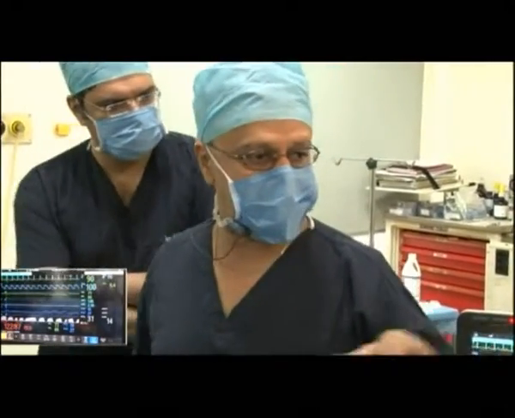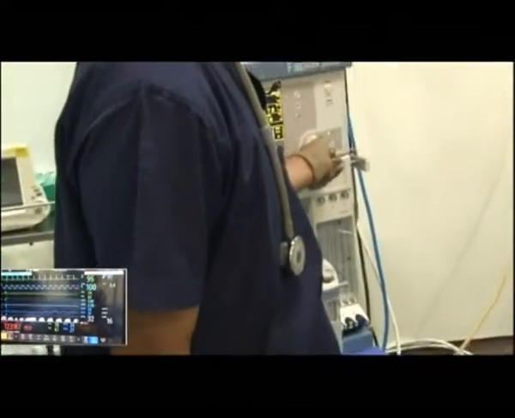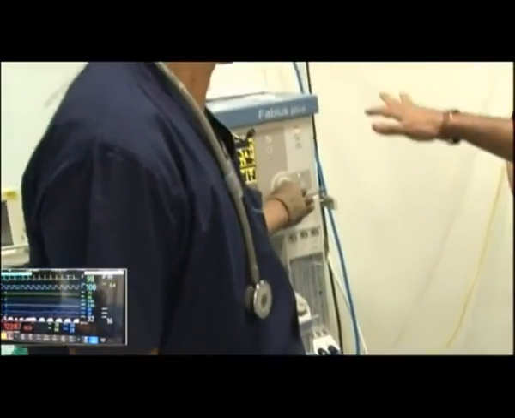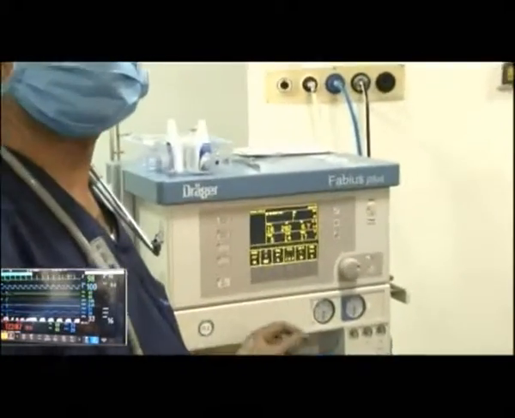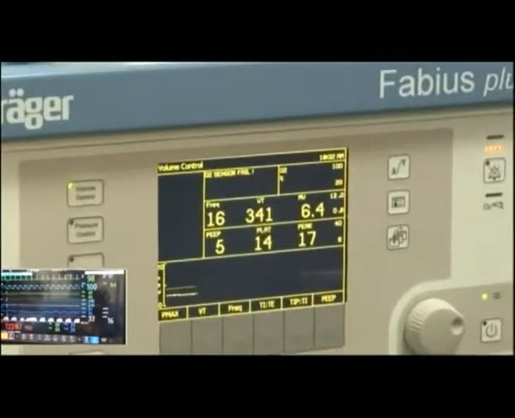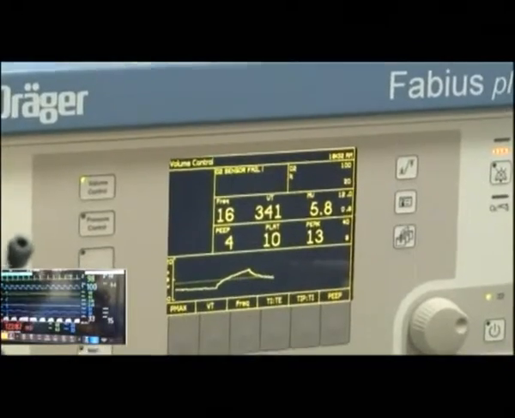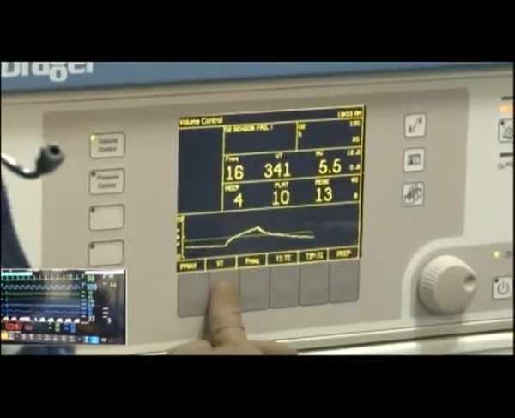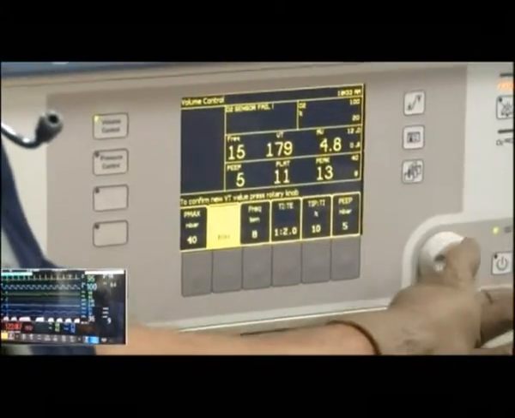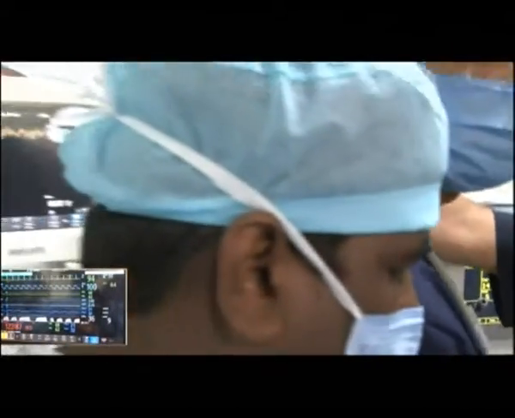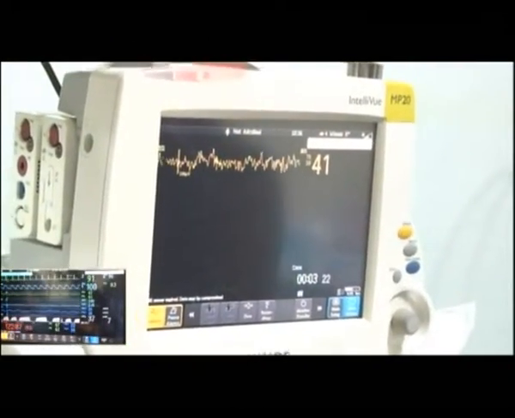So can you decrease the respiratory rate to about 8? We're bringing the respiratory rate down to 8 because the end-tidal CO2 is a bit low. So we want the end-tidal CO2 around 40. That means the PaCO2 will be about 40 to about 45 or so, and that improves the perfusion of organs. Now look at the BIS monitor. See, the BIS is quite normal, 40, and we want to maintain between 40 and 60.